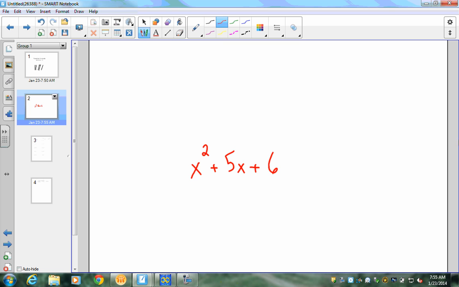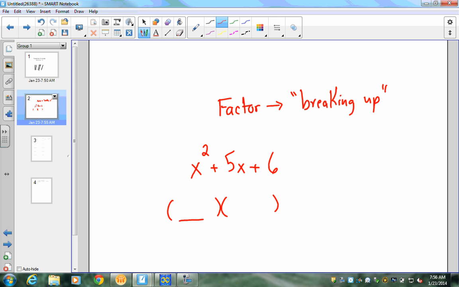Now what we're going to do is convert this. Remember, we're still talking about factoring here. Another way of looking at factoring is calling it breaking up. We're breaking up the problem. And when you have a trinomial, it will look like this, where you have 2 sets of parentheses: a parenthesis with stuff in it here, a parenthesis with stuff in it here.